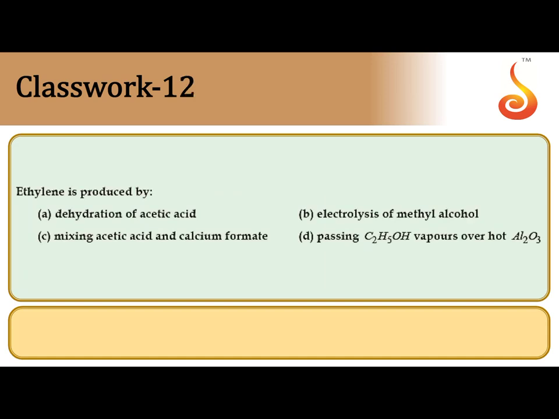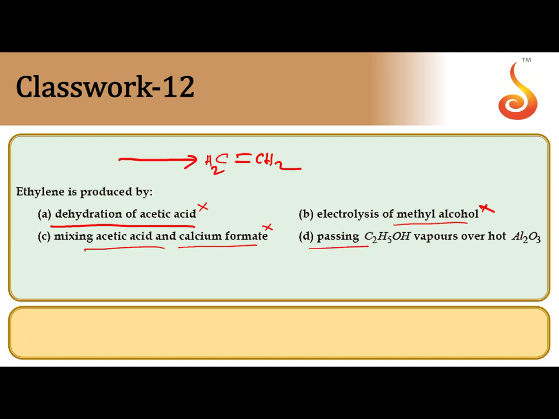Ethylene is produced by the dehydrohalogenation of ethyl chloride or dehalogenation of 1,2-dibromoethane. Dehydration of acetic acid, not correct. Electrolysis of methyl alcohol, that is not correct. Mixing acetic acid and calcium formate, that is not correct. And you check the last one, passing ethyl alcohol vapors over hot Al2O3.